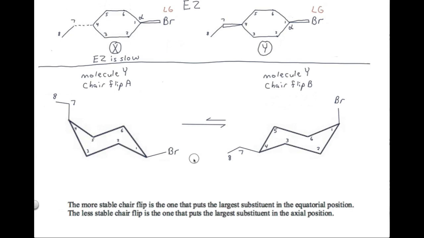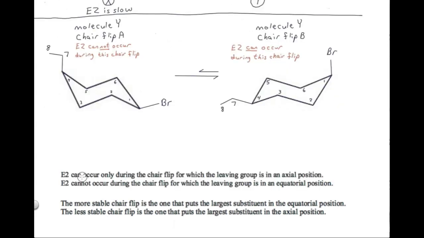Now, for which chair flip can E2 occur, and for which chair flip is E2 impossible? E2 can occur only during the chair flip for which the leaving group is axial. E2 cannot occur during the chair flip for which the leaving group is equatorial. So for molecule Y, E2 can occur only during chair flip B, because that's the chair flip where our leaving group is axial. For molecule Y, E2 cannot occur during chair flip A, because that's the chair flip for which the leaving group is equatorial.